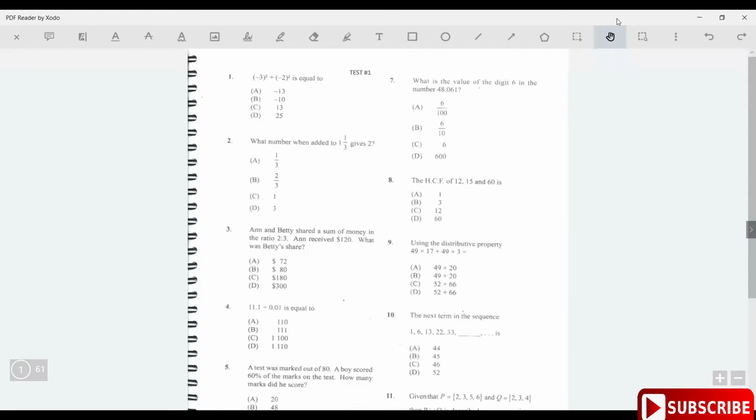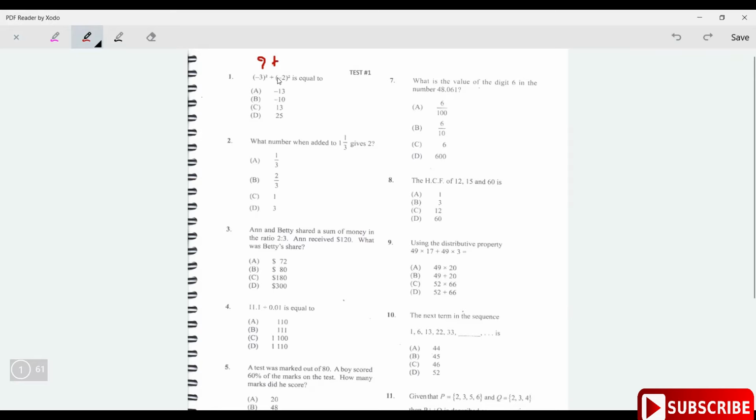All right, question 1. Question 1 says, what is minus 3 squared plus minus 2 squared? Anytime you square a negative number, we get a positive, and so minus 3 squared is 9, plus minus 2 squared. When you square minus 2, you get positive 4, and 9 plus 4 is 13. So question 1, easy, soft.